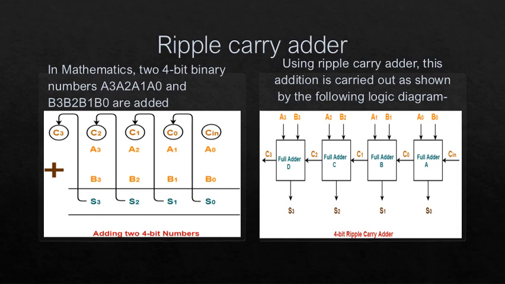A ripple carry adder is a digital circuit that produces the arithmetic sum of two binary numbers. It can be constructed with full adders connected in cascade, with the carry output from each full adder connected to the carry input of the next full adder in the chain. The figure shows the interconnection of 4 full adders to provide a 4-bit ripple carry adder.